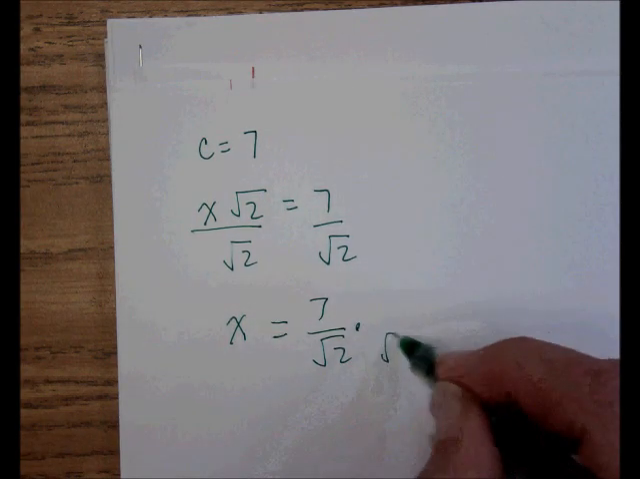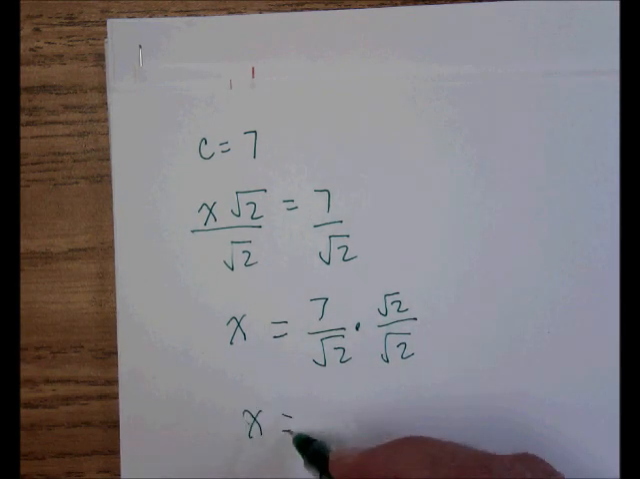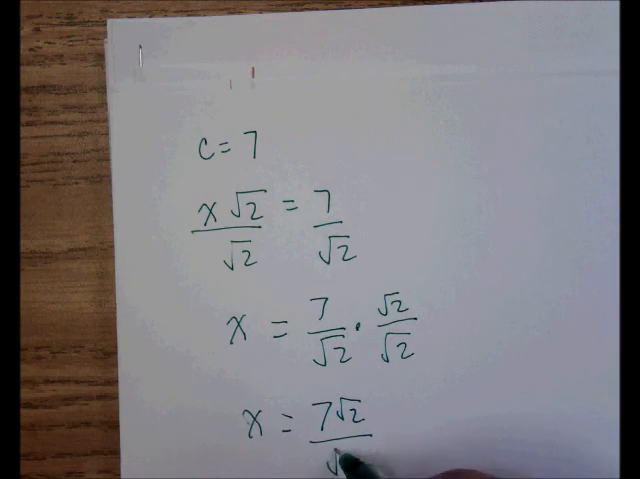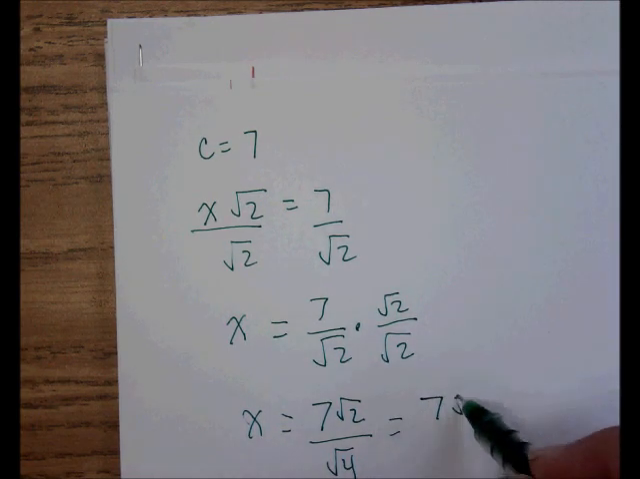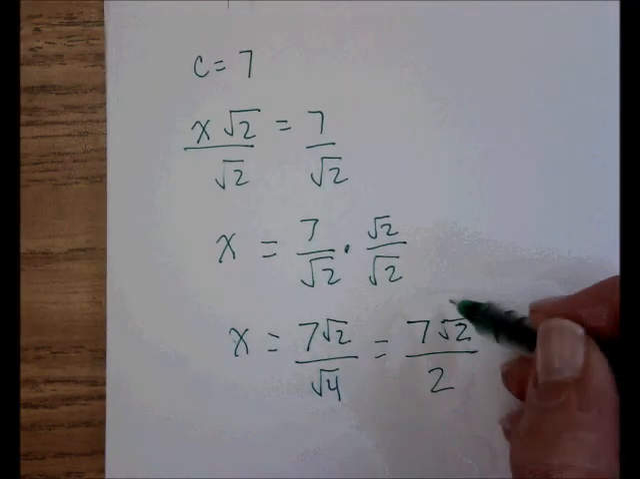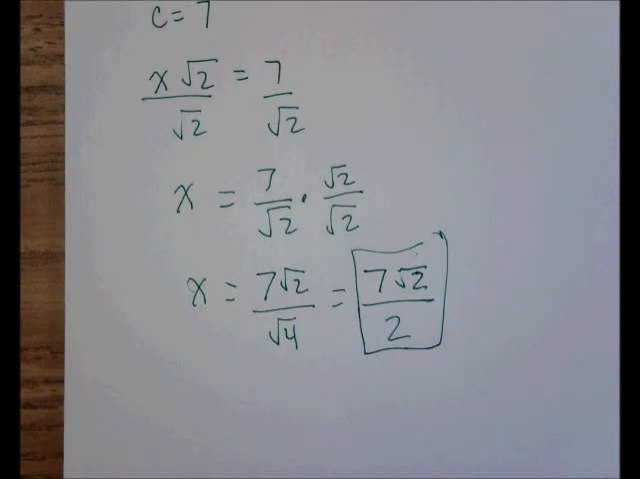And I can't have a square root in the denominator, so it becomes x is equal to 7 radical 2 divided by radical 4. And then I can simplify from there and say 7 radical 2 divided by 2. And in this case, it doesn't come out to be a whole number, so I can leave it in this form and say 7 radical 2 divided by 2. And that would be my final answer.